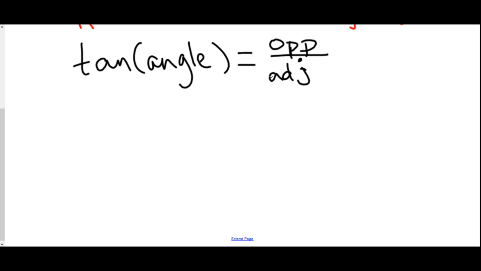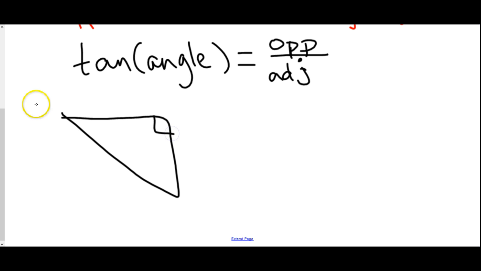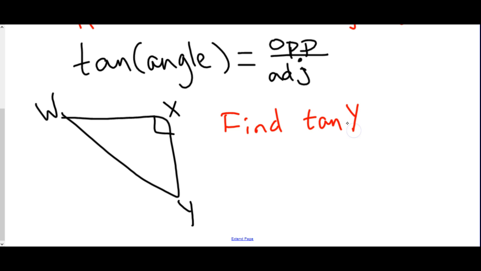So let's look at an example. This time I'm going to switch things up and change the orientation of the triangle. So let's say I ask you to find the tangent of angle y. And I should give you a little more information. Let's say the sides are 3, 4, and 5.